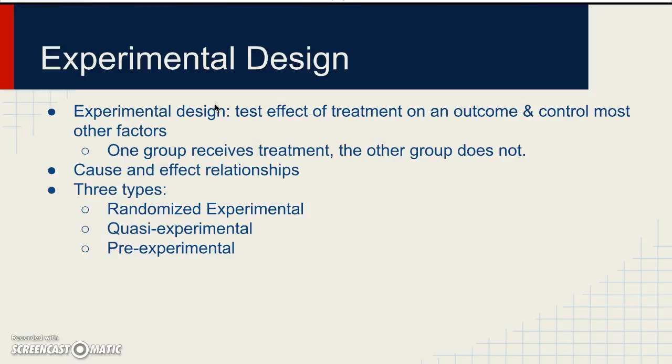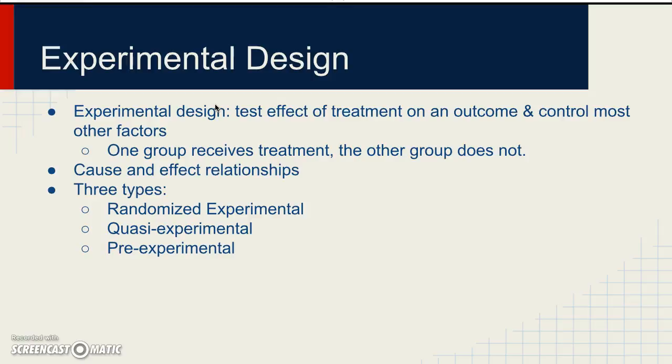Experimental designs are to test the effect of the treatment on an outcome and control other factors. For example, one group receives treatment and the other does not. There are 3 types of experimental designs outlined by McMillan and Wergen in Chapter 3. They are randomized experimental, quasi-experimental, and pre-experimental.